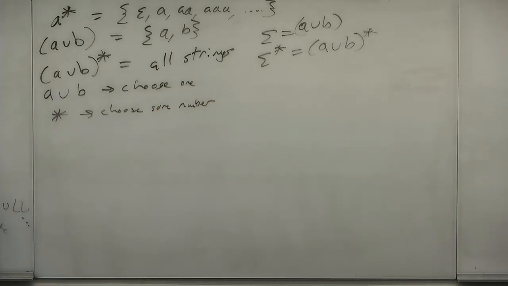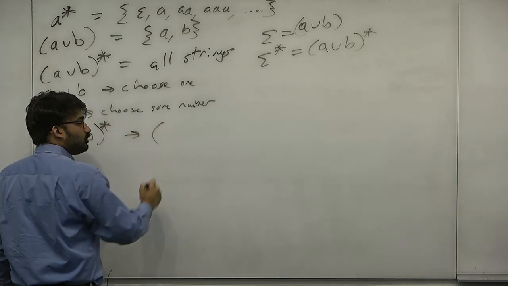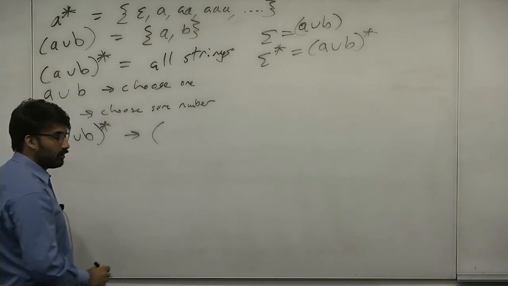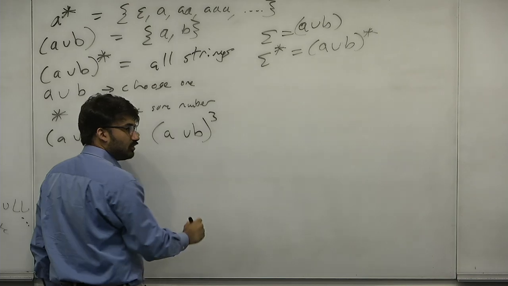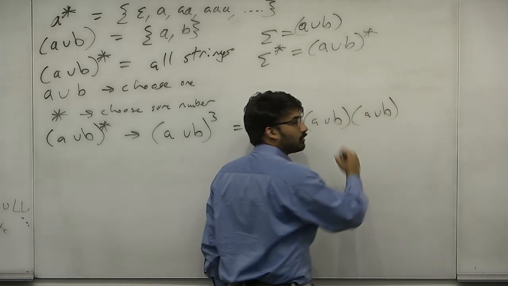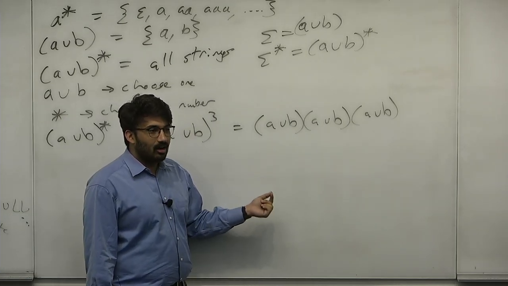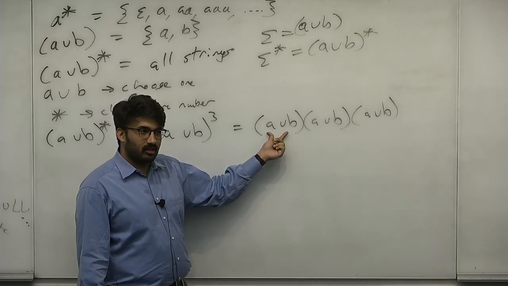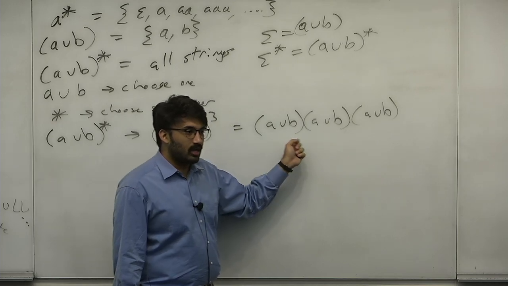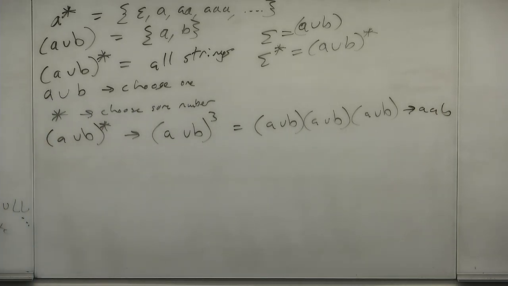So actually, you can think of this as a specification. It's one of the strings in the language, but it's not yet been decided non-deterministically which one of those strings it is. So (A union B) star, you can think of this as, let's say you choose the length of the string first to be 3. So that's like (A union B) cubed, which is like (A union B), (A union B), (A union B), right? These all specify one letter of the string of length 3. This non-deterministically chooses the first letter of the string, the second letter, and the third letter. So let's say I choose AAB. That's why it contains all strings, right?